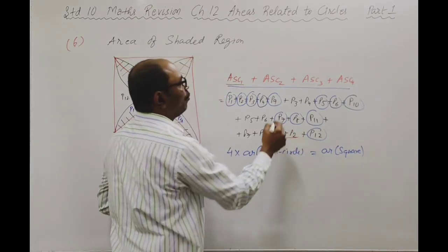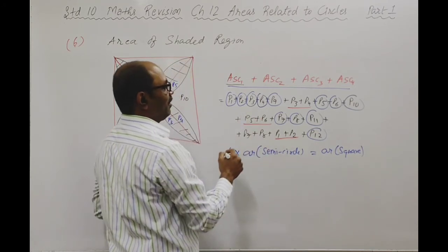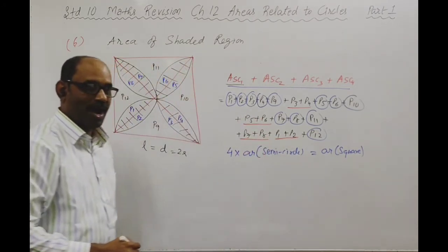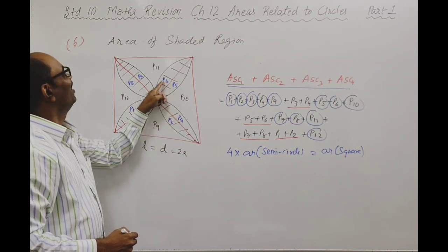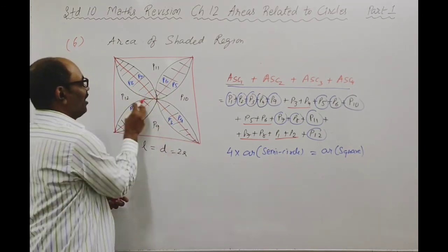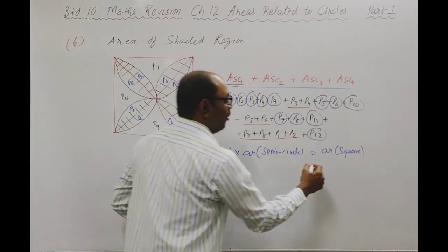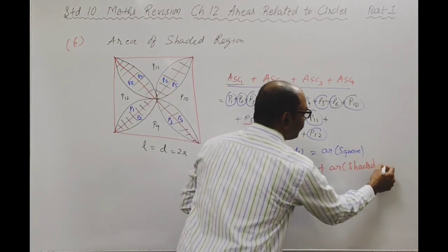Part 1 plus part 2, part 3 plus part 4, part 5 plus part 6, and part 7 plus part 8. Parts 1, 2, 3, 4, 5, 6, 7, 8. That is the area of the shaded part. That is the shaded part. So now I am going to write plus area of shaded region.